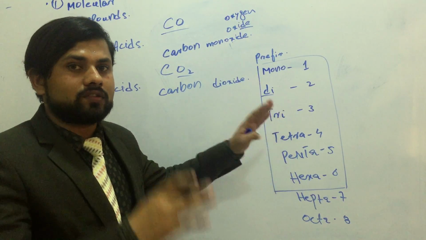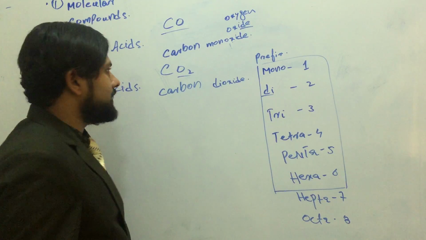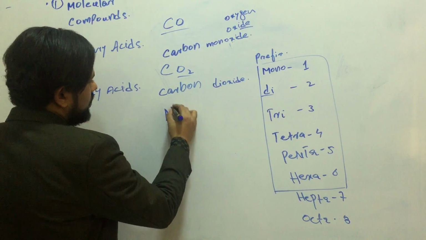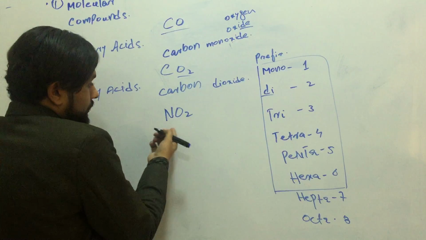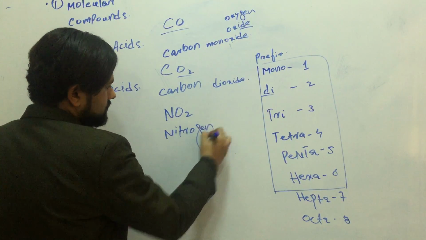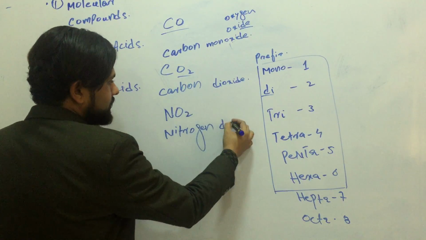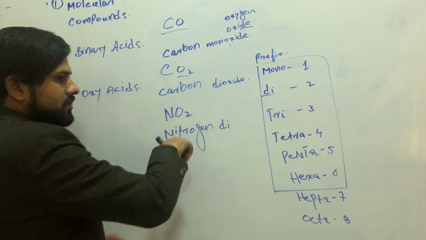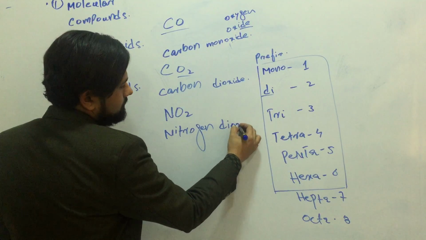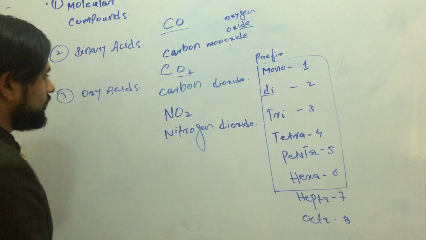Carbon dioxide, because you always have to add the suffix "ide" at the end of the second element. So let's say you have one more molecule, NO2. The first element name is the same, nitrogen, and O2 means there are 2 atoms of oxygen, di for 2, and oxygen is going to be changed into oxide. So nitrogen dioxide. Alright, I hope you are getting it, and you will get it, don't worry.